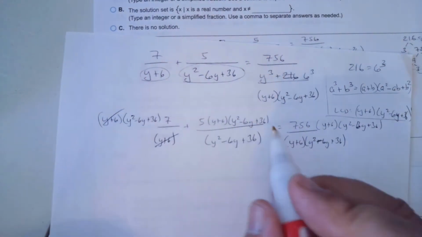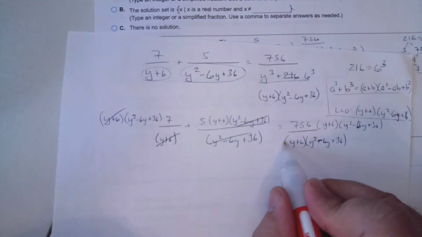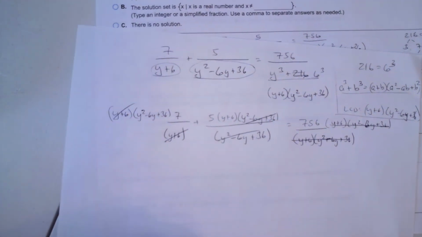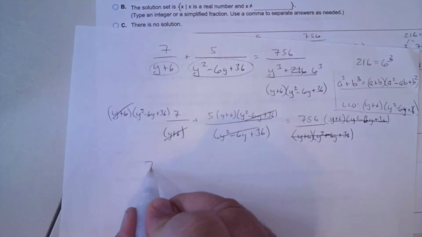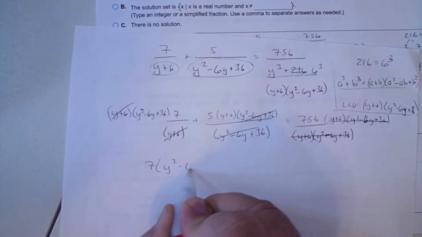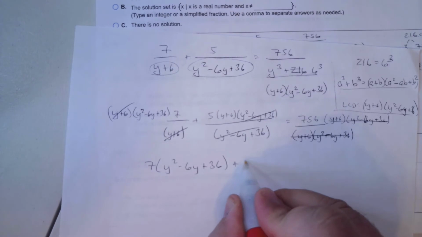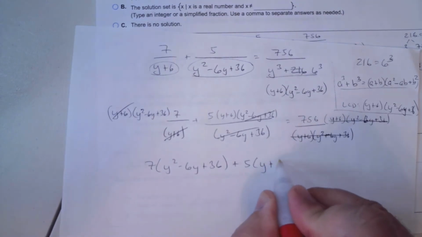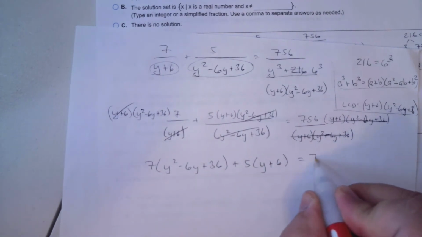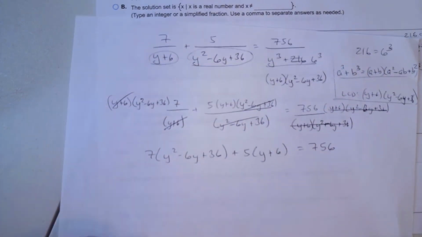Cancel. Get rid of the fractions. So we're left with 7 times y squared minus 6y plus 36, plus 5 times y plus 6 equals 756.